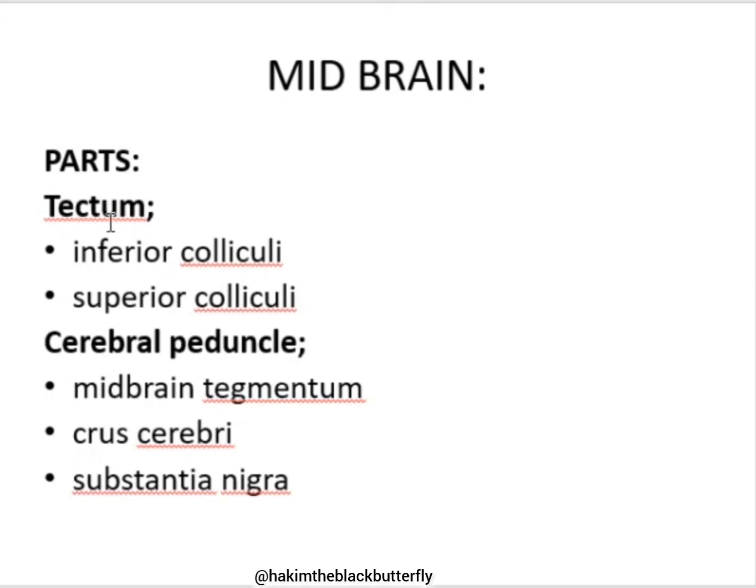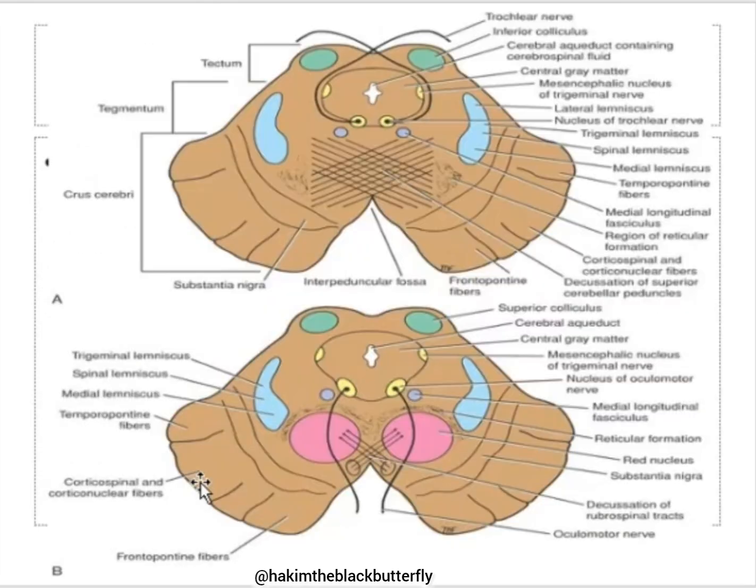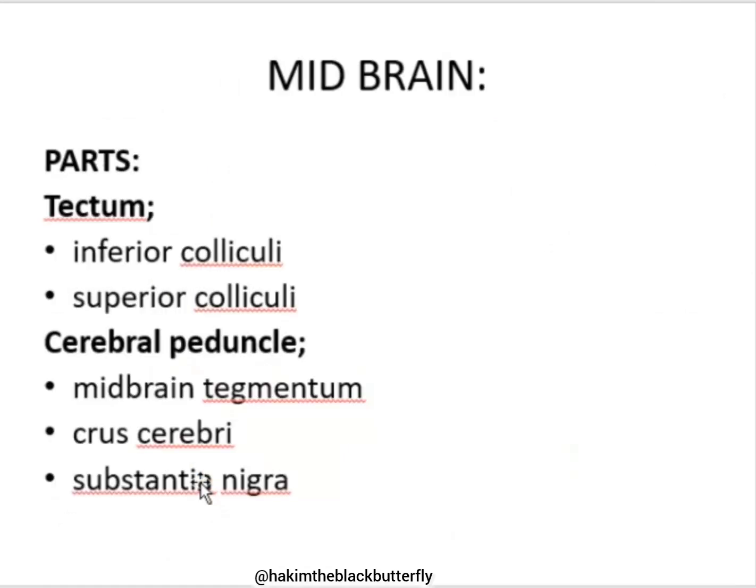So the tectum is the posterior part of the midbrain, and the cerebral peduncle is the anterior part of the midbrain. This cerebral peduncle contains a region known as the tegmentum, the crus cerebri, and the substantia nigra. However, looking at them visually is the most important.